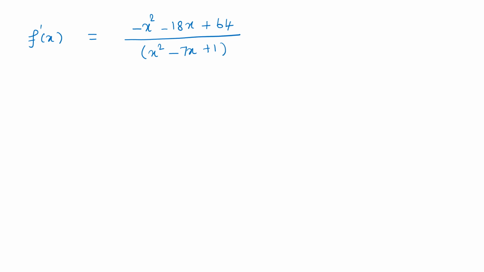Then simplify the above expression. So on the left side we have f dash of x equal to minus x square minus 18x plus 64 over the denominator x square minus 7x plus 1 squared.